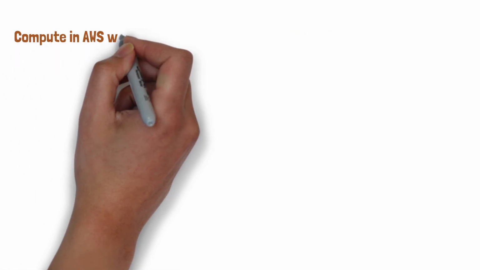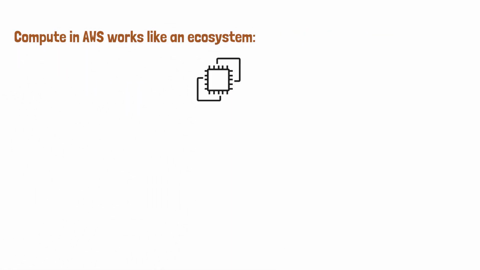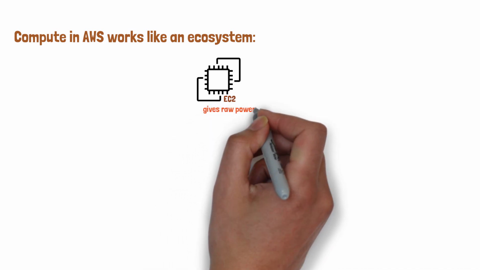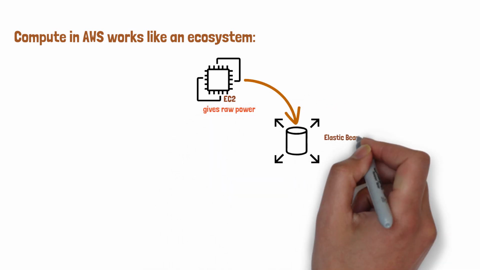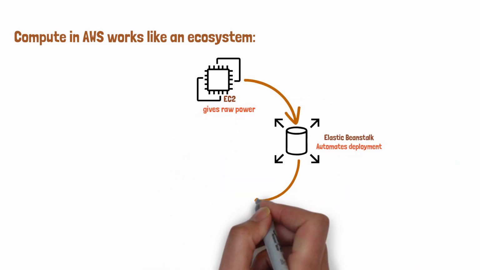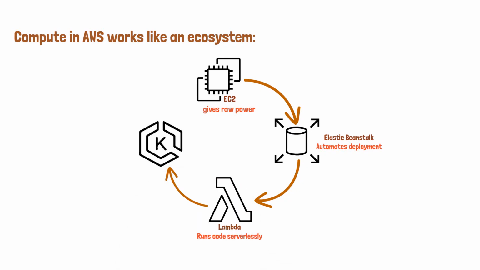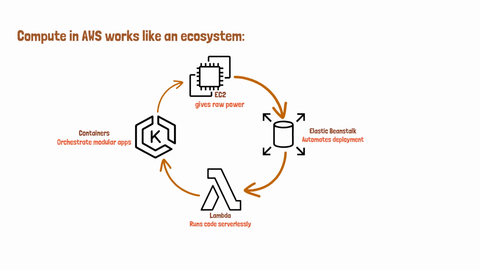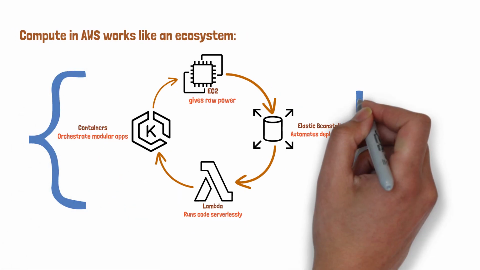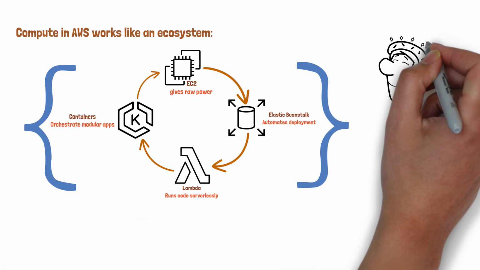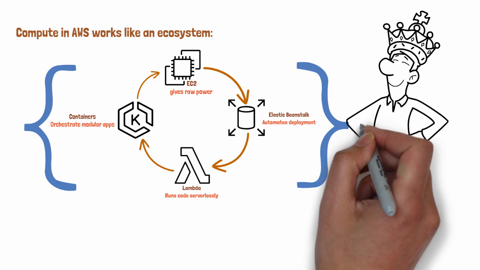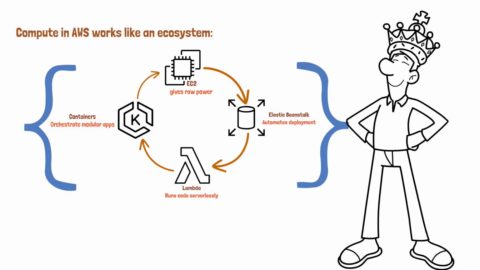Compute in AWS works like an ecosystem. EC2 gives raw power. Elastic Beanstalk automates deployment. Lambda runs code serverlessly. Containers orchestrate modular apps. Each service complements the others. By understanding their relationships, the learner now sees the full architecture of cloud compute.